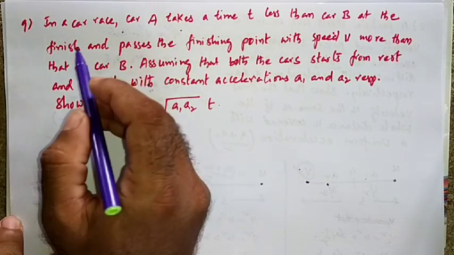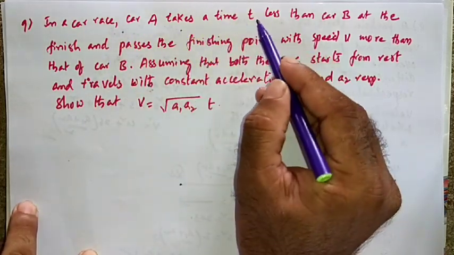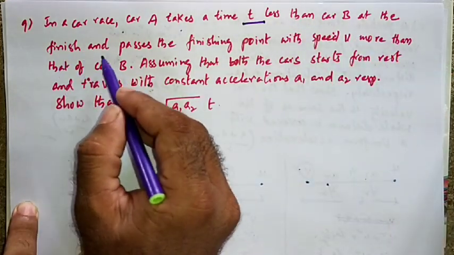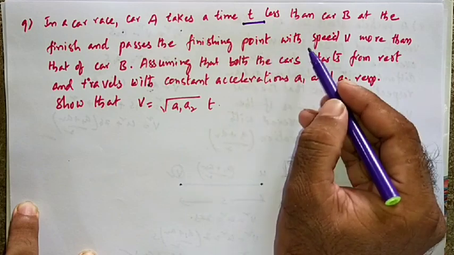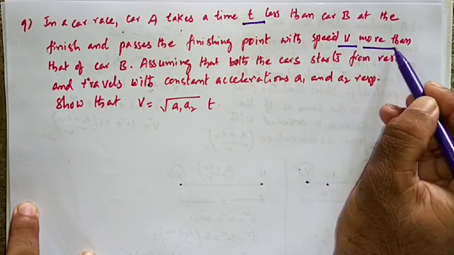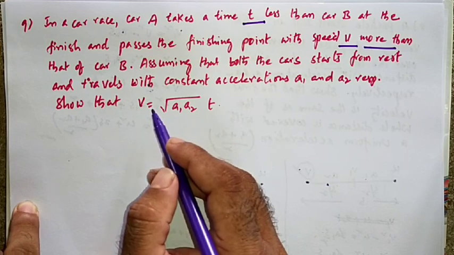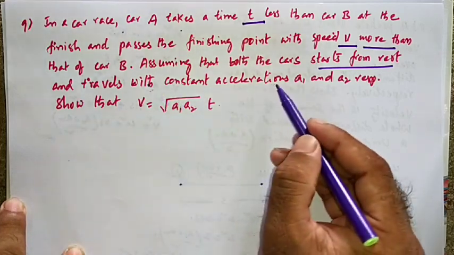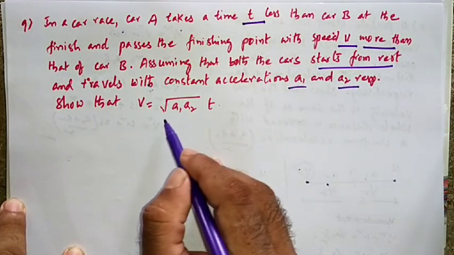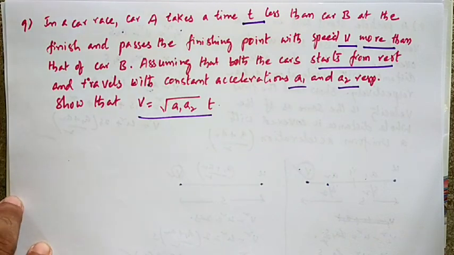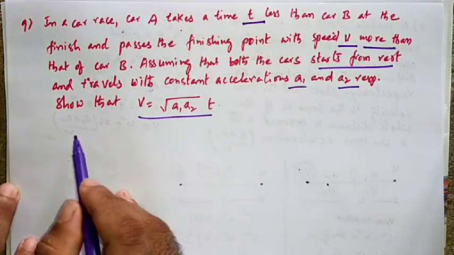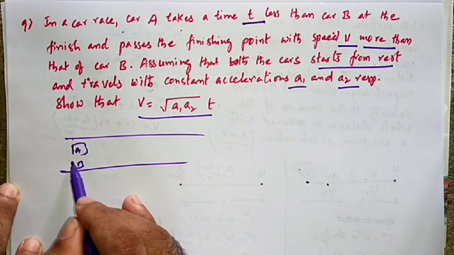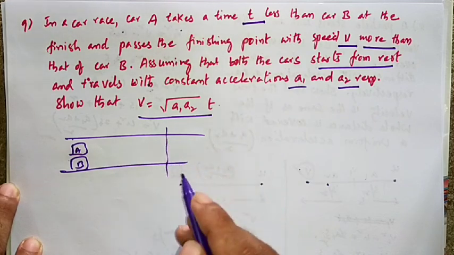Next, see 9th question. Yeah, see this case. In a car race, car A takes a time t less than car B at the finish and passes the finishing point with a speed v more than that of car B. Okay, na? So assuming that both the cars start from rest and travel with the constant accelerations a1 and a2 respectively, then show that v is equal to root over a1 a2 into t. Okay, na? So there is a car race. For example, this is a road. This is car A and this is car B. Both are starting from the same point. This is the ending point, let us take, finishing point.